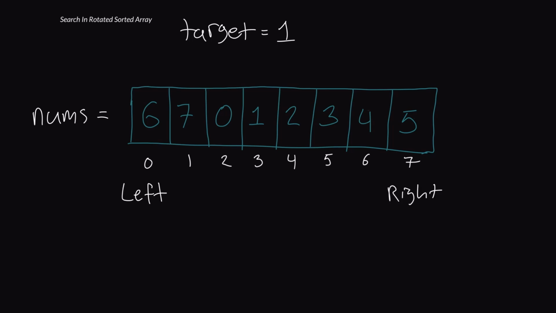Now all we have to do is calculate mid, or middle. In order to calculate the middle index, we take left plus right divided by 2. Now this division is going to be floor division because we want to round down. So the way this will look right now is it'll be 0 plus 7, which will just be 7, divided by 2, which equals 3.5.